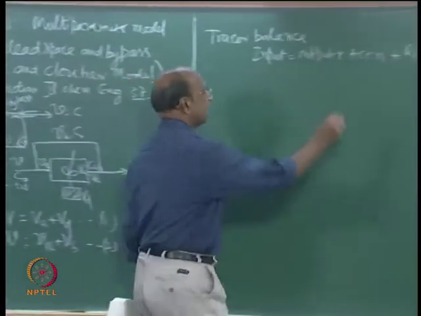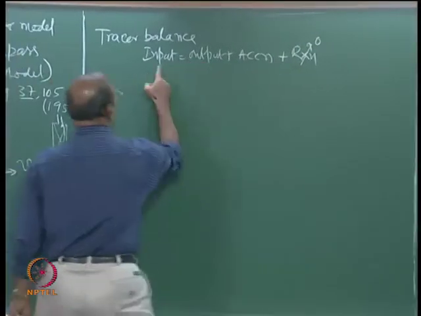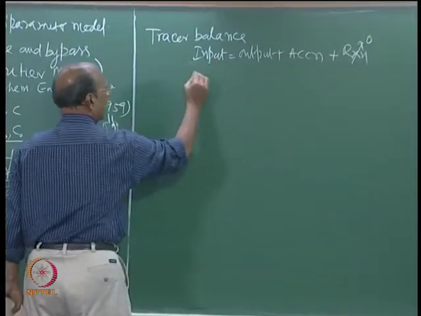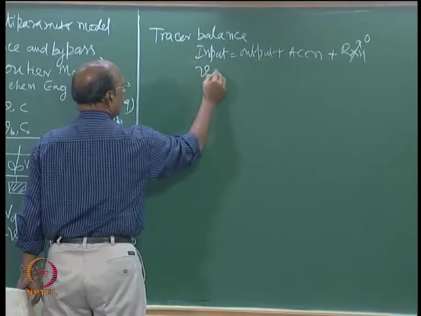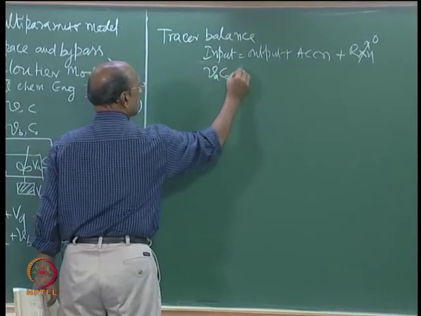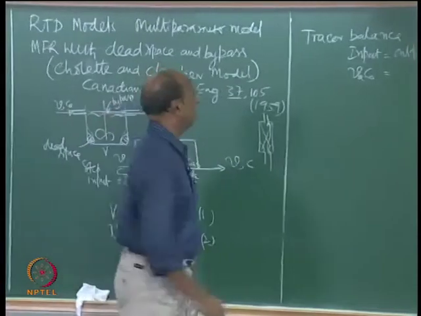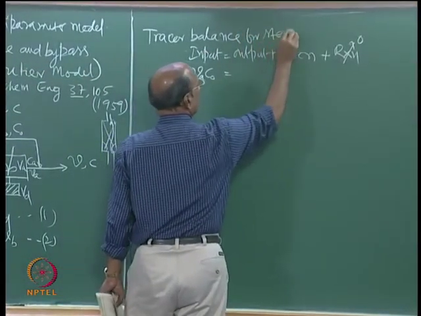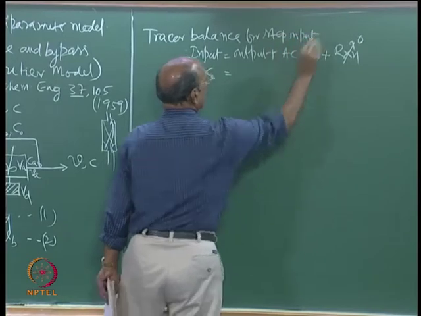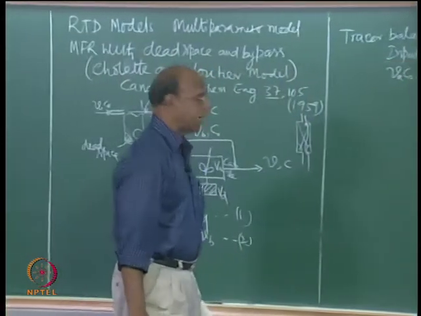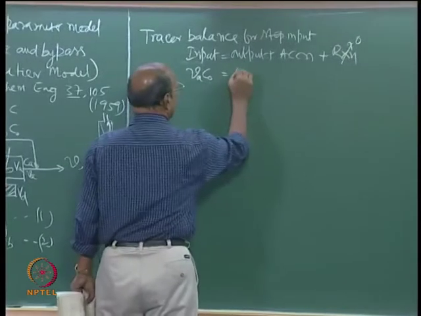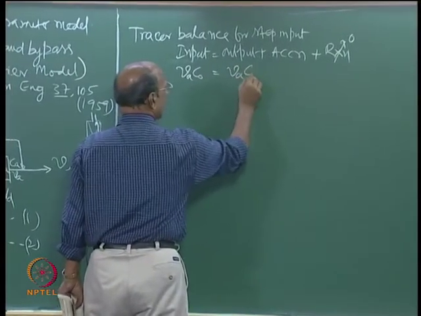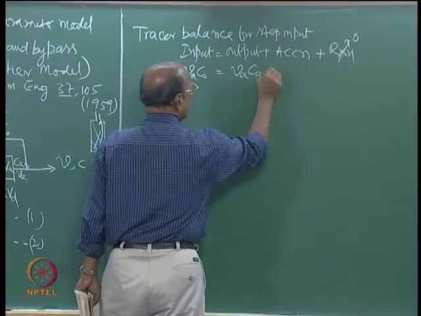Okay. So, reaction equal to 0, and these things you already know: what is input is V into C naught, because we are giving a step input. Tracer balance for step input. Step input is C naught. Okay. Good. So, now the next one is V A into C A plus accumulation.